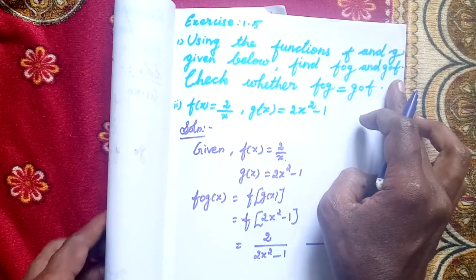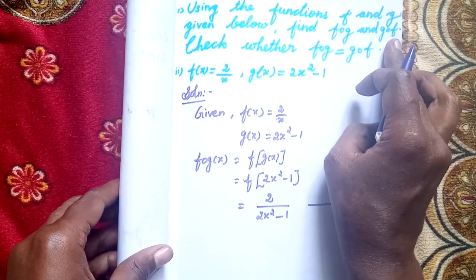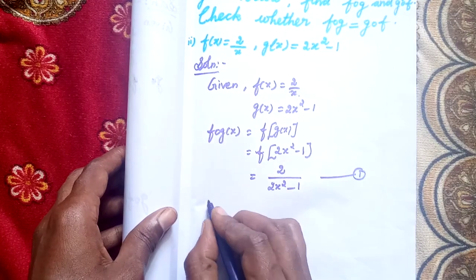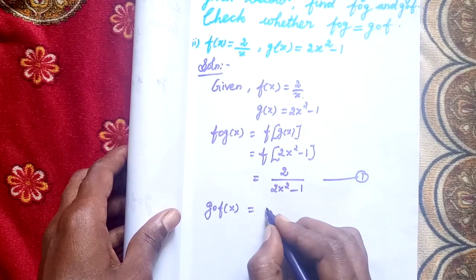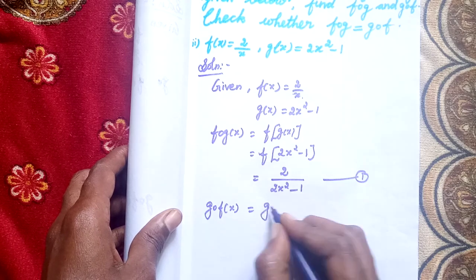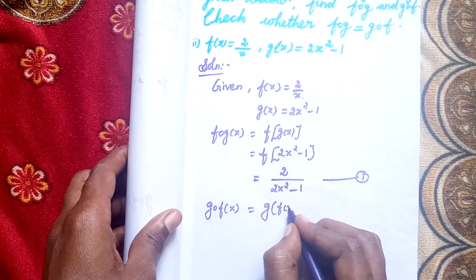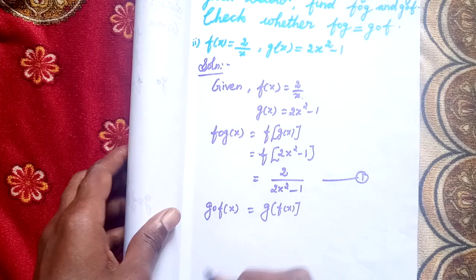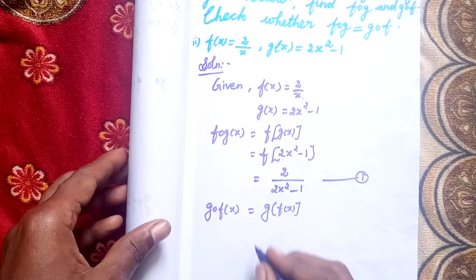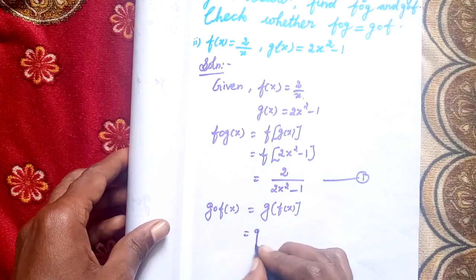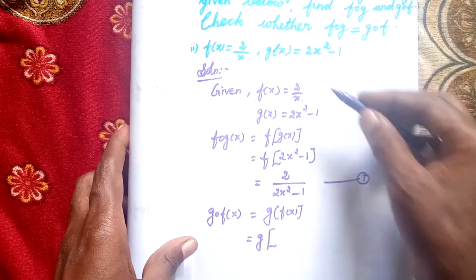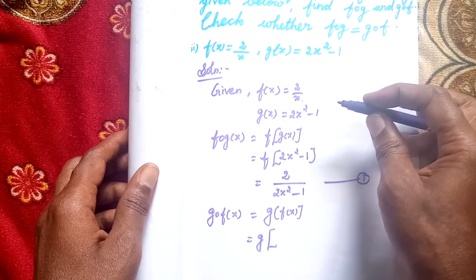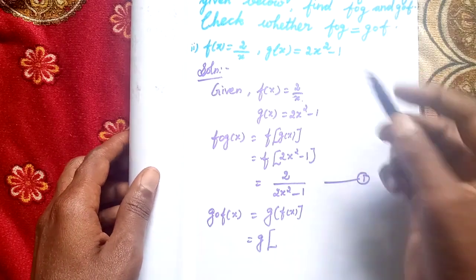Now g composite f of x. Again they asked to find out g composite f of x, which is equal to, what's the formula? G of f of x. It's equal to g of f of x. In place of f of x, what do we have to substitute? F of x value is what? 2 by x. F of x value is 2 by x.